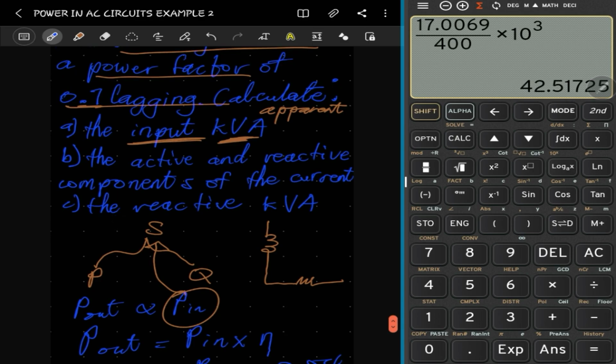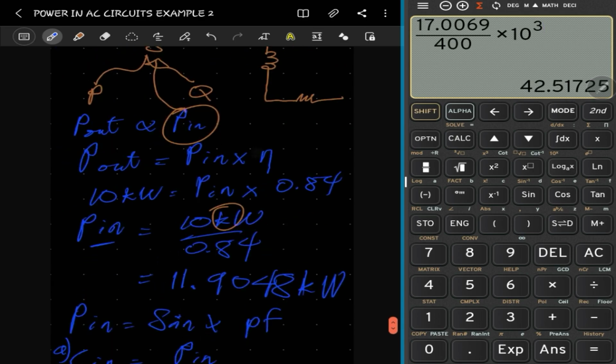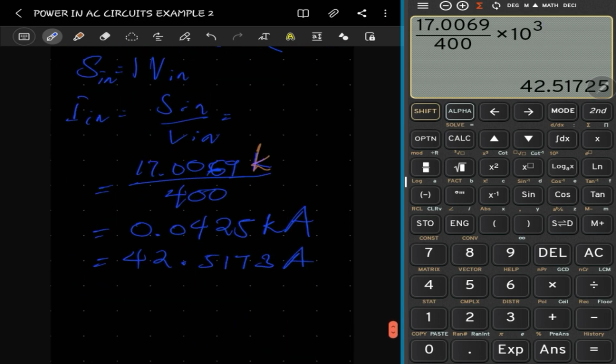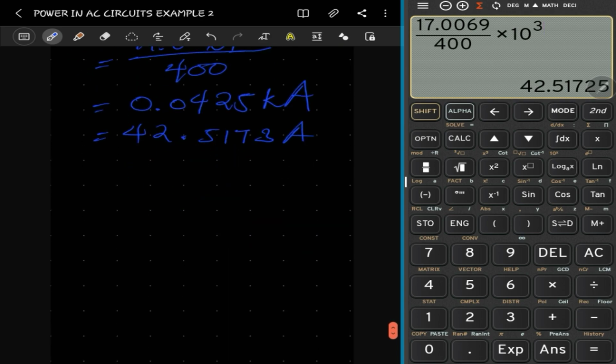Now you're supposed to find the active and the reactive components of the current, right? So when we are doing that, what do we need? Let's just remember from how it is given: lagging. Current is lagging, meaning we have kind of like a resistor and an inductor in the circuit, right?